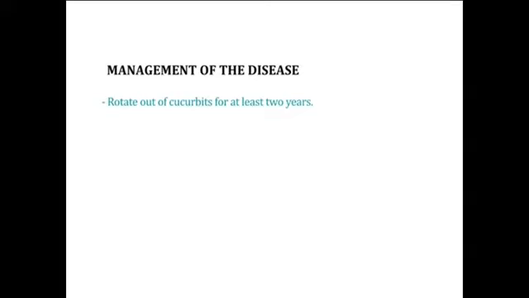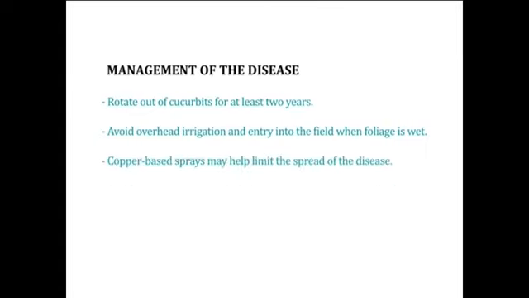Now coming to the management of the disease. Rotate out of cucurbits for at least 2 years. Avoid overhead irrigation and entry into the field when foliage is wet. Copper-based sprays may help limit the spread of the disease. Use of resistant varieties.